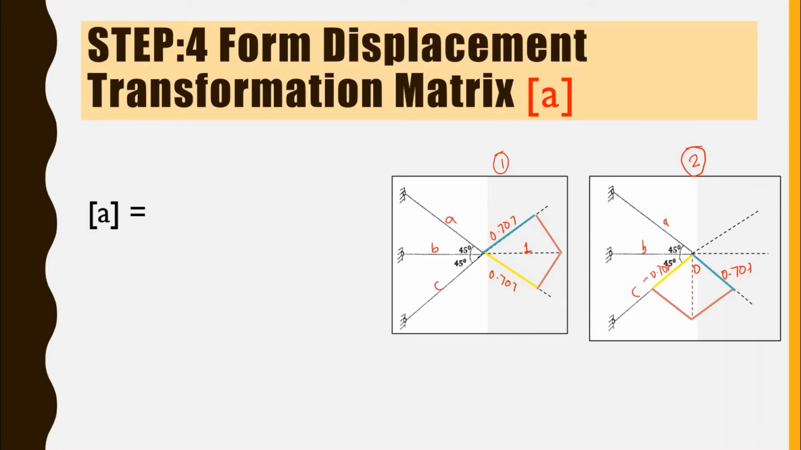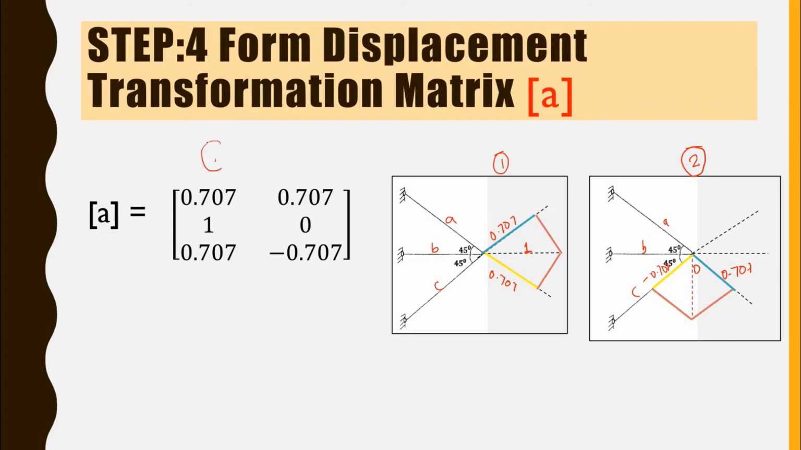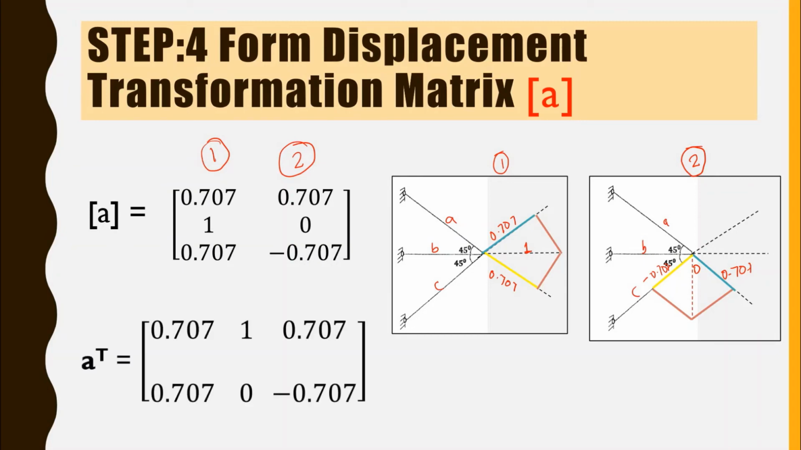So let me write the displacement transformation matrix. First system coordinate and second system coordinate are 0.707, 1.707 and 0.707, 0 and minus 0.707. So this is how we develop the displacement transformation matrix by using the Billiot diagram. Okay, now we may be using A transpose. I am just writing down the A transpose here.